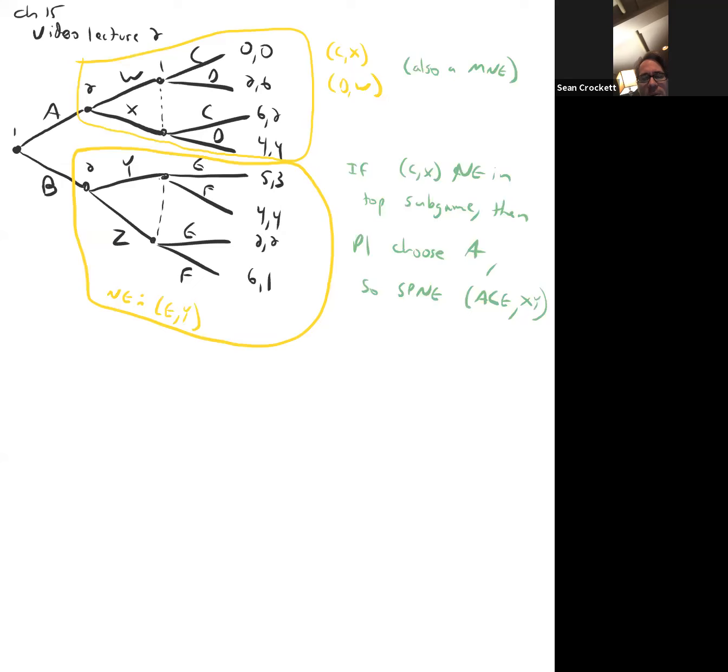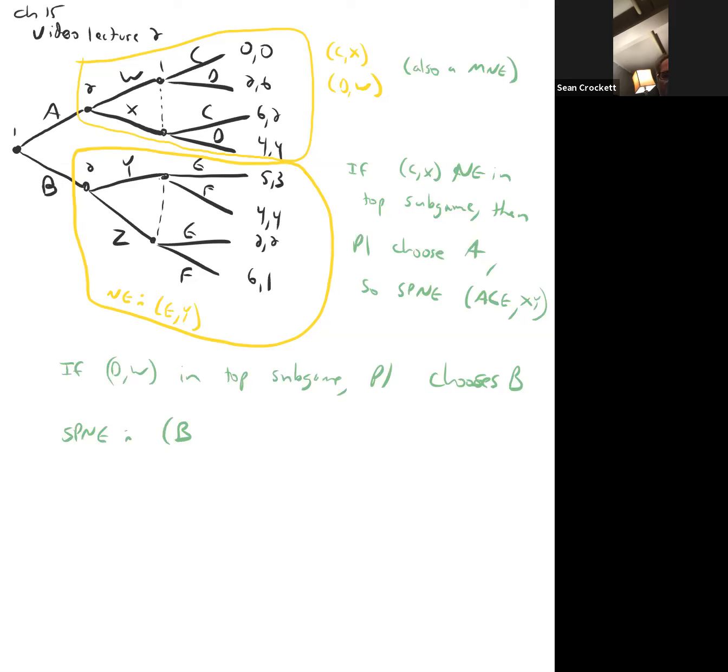So one subgame perfect Nash equilibrium is this one, and another one is if the top subgame is played in DW. Then player one gets a payoff of 2 by going A, but by going B he still gets a payoff of 5. So if the top is played in DW, player one chooses B.